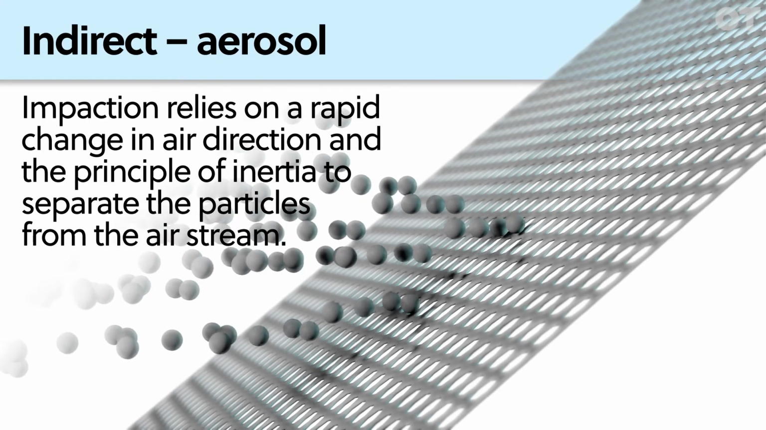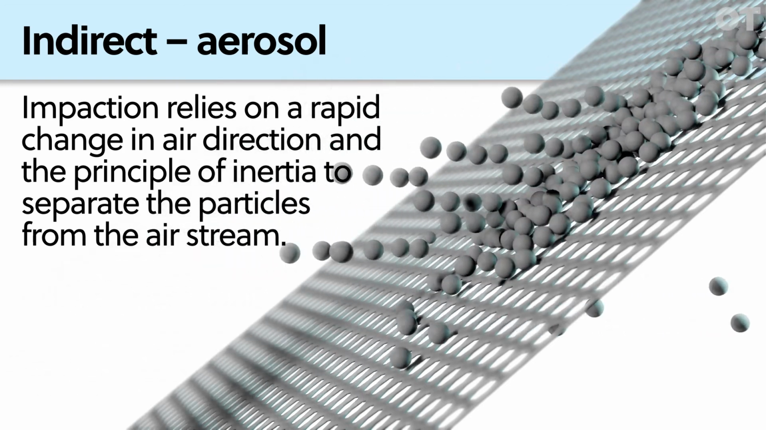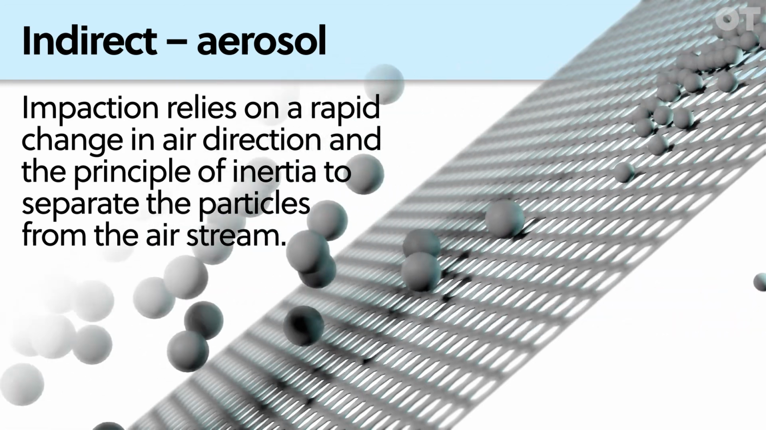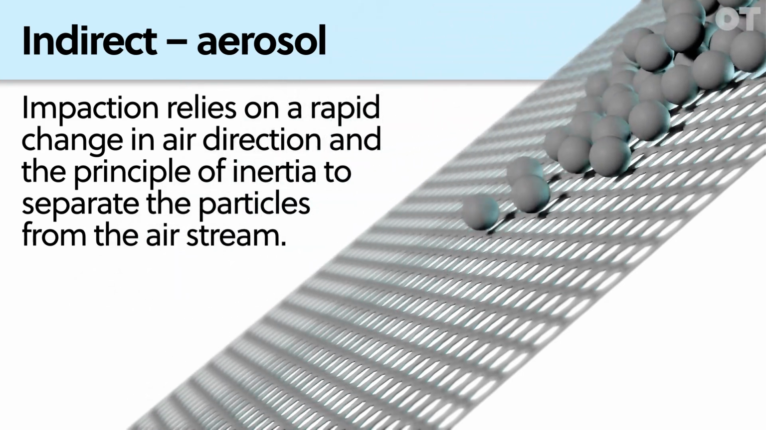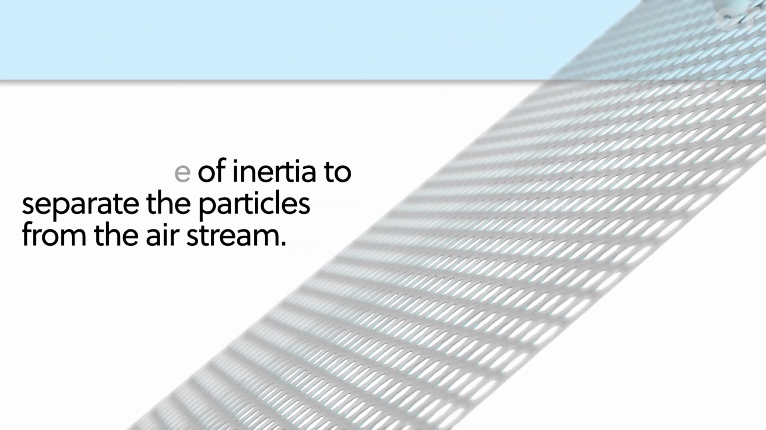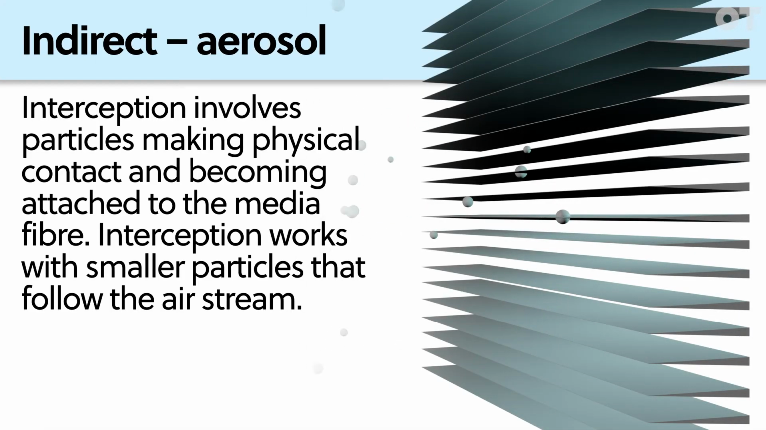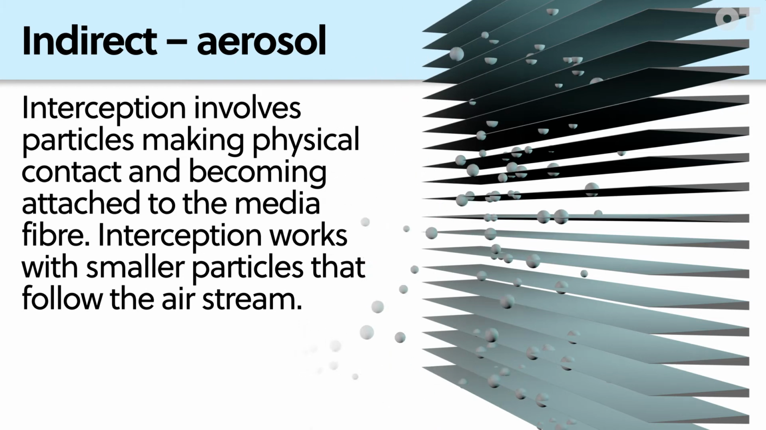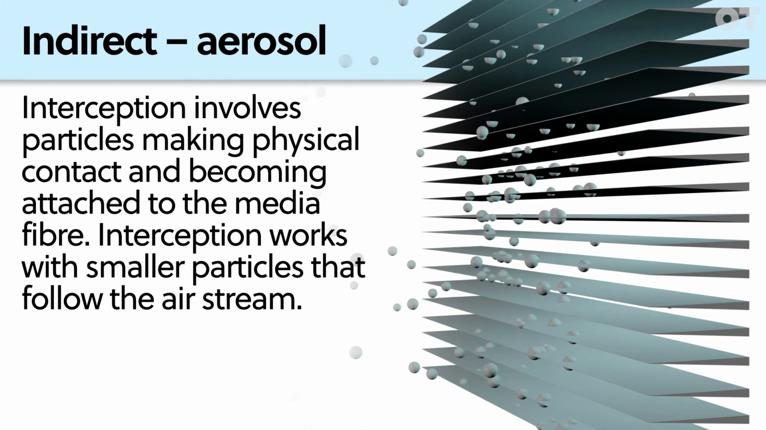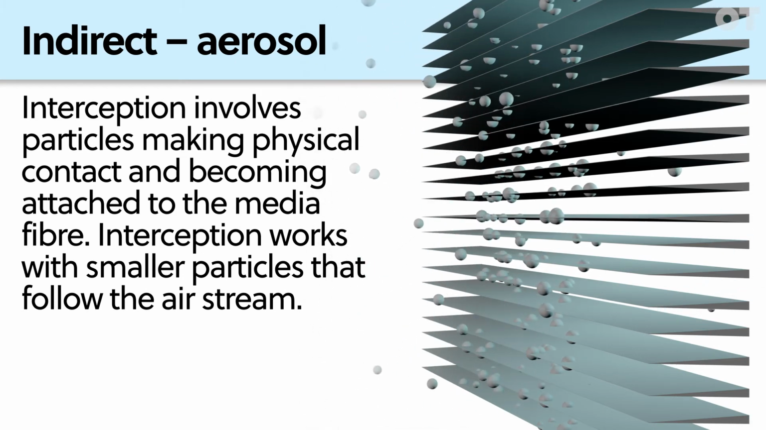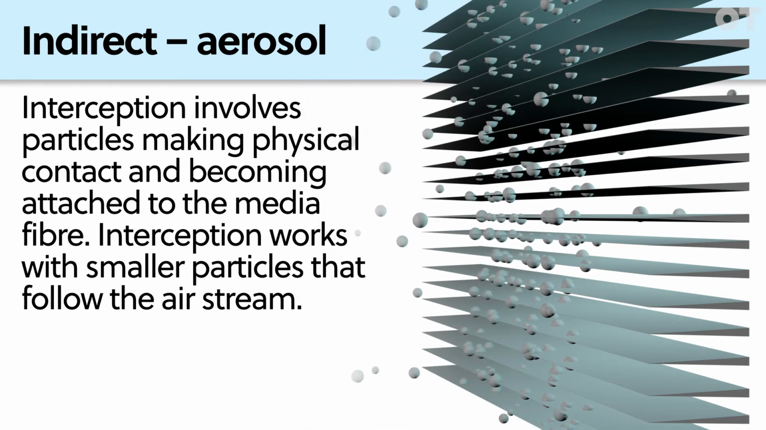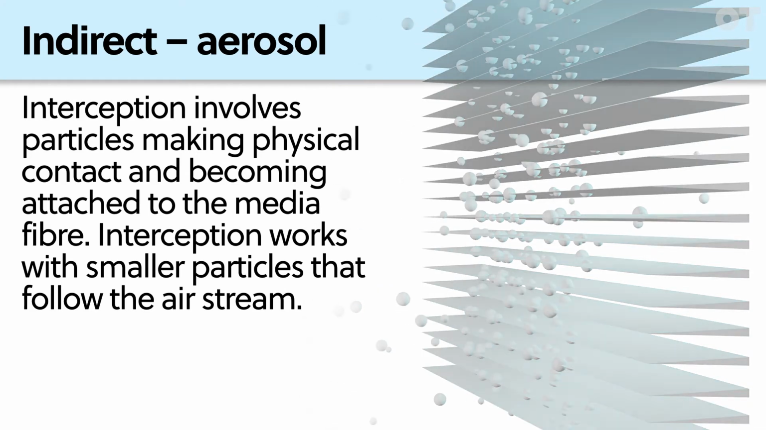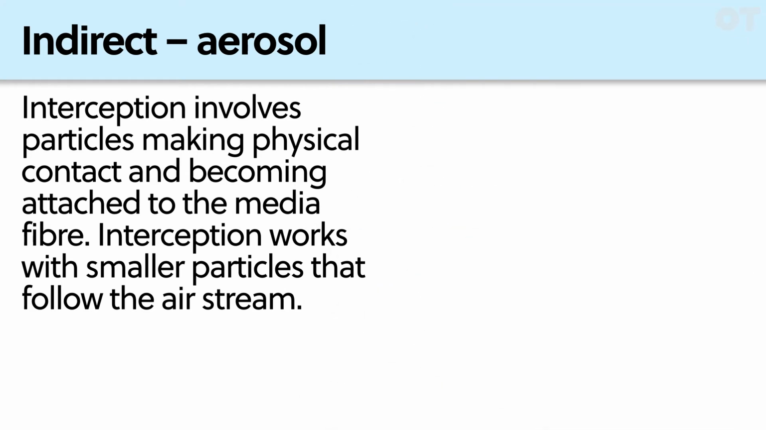Impaction relies on the fact that the air is moving in a fast flowing stream, and as it hits the fibres it separates the particles from that airstream. So it relies on a direct collision. Interception doesn't involve a direct collision in the same way though. There is a physical contact and becoming attached to the fibres, but it works far better for smaller particles that aren't large and just trapped by the filter media, and they just glance against the filter media and are stuck to it because they're only very small.